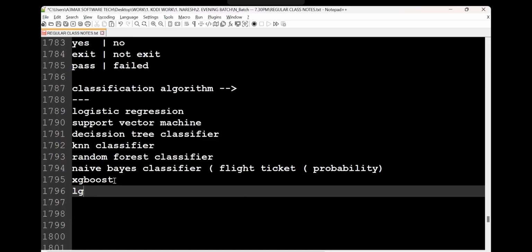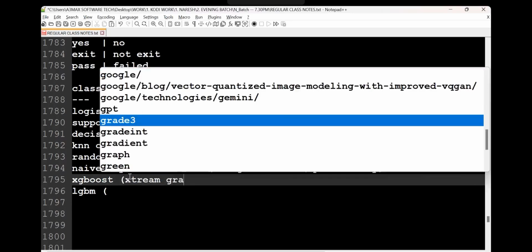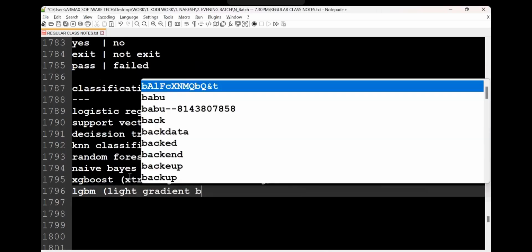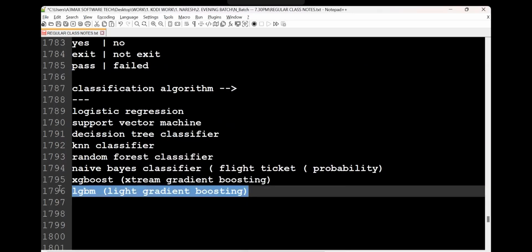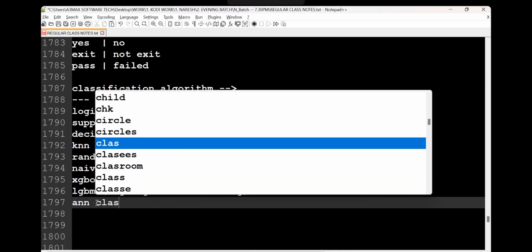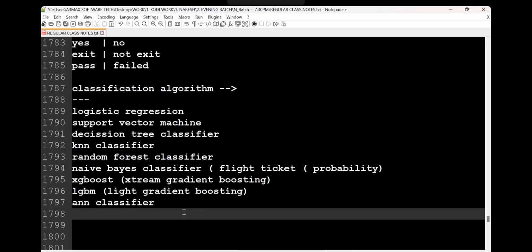XGBoost, LGBM, light gradient. XGBoost means extreme gradient boosting, very powerful libraries, gradient boosting. LGBM means light gradient boosting. In organizations, we use this. Guys, don't talk. In organizations, we use this LGBM. Team, are you clear, everyone? And then we have many more things like AdaBoost, all those things not to use right now. SVM, decision tree, KNN, random forest, naive Bayes, ANN classifier. That does not come up here in classification.